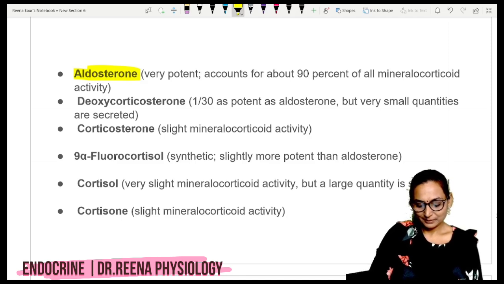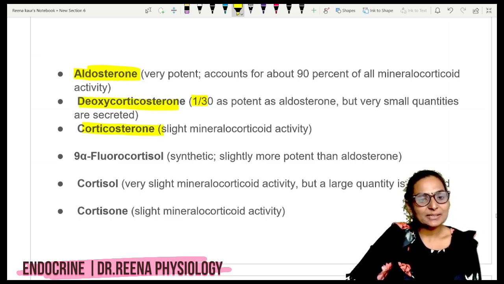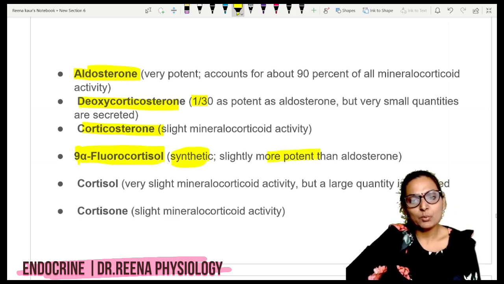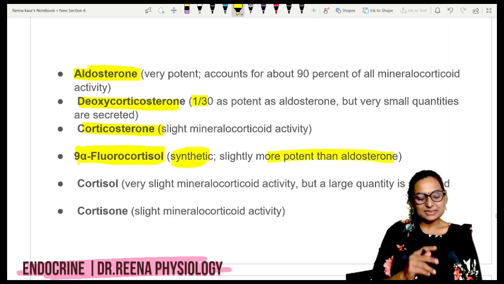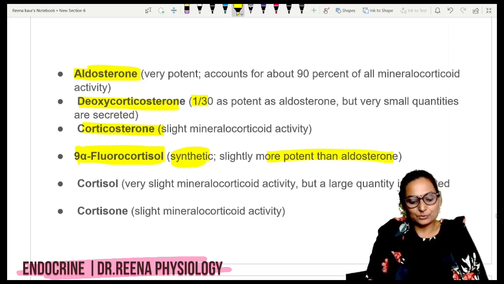So, the most potent is aldosterone; deoxycorticosterone is 1/30 as potent as aldosterone, corticosterone slightly. The synthetic one is 9 alpha fluorocortisol, which is synthetic but even more potent than aldosterone. Synthetic, but more potent than aldosterone. So among natural ones it is aldosterone.